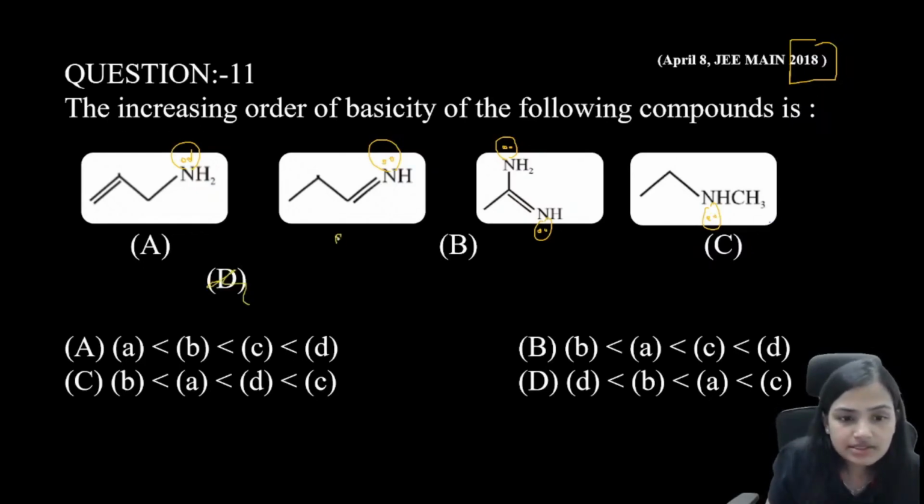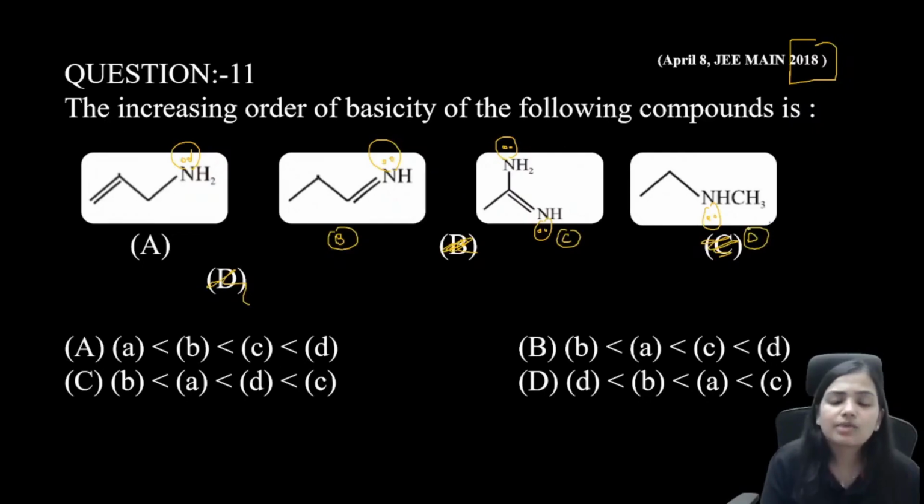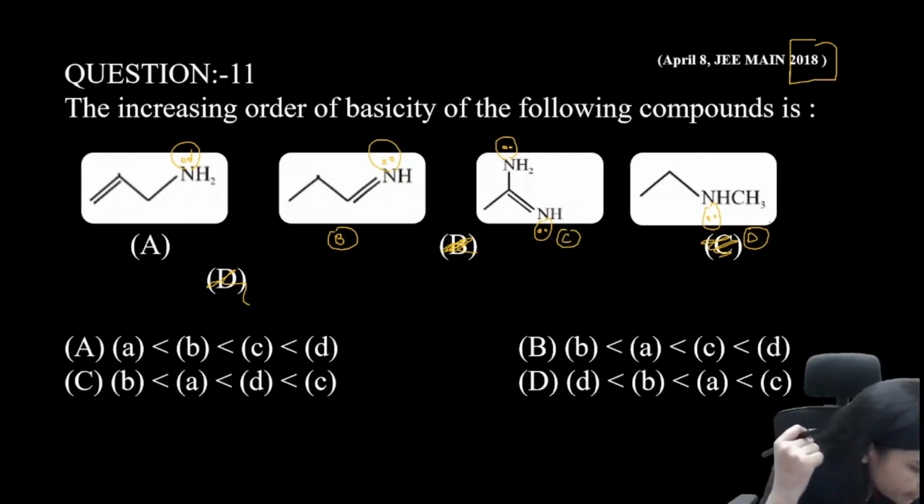Options are basically, this is B, I am writing it again, this is C, and this is D. Now mark your answer. Done? C.